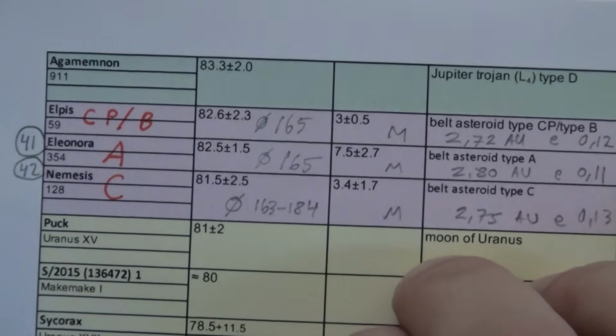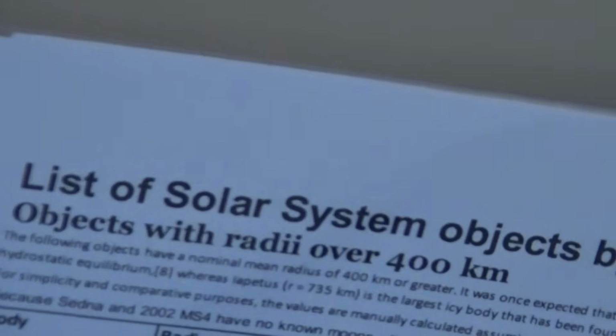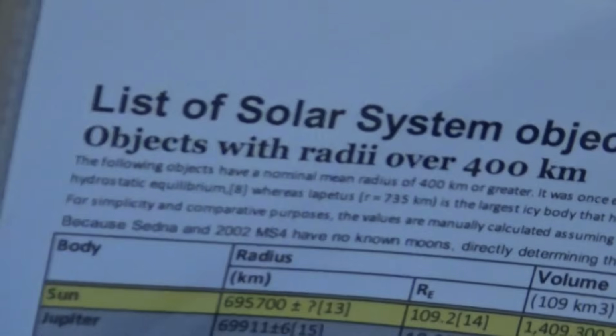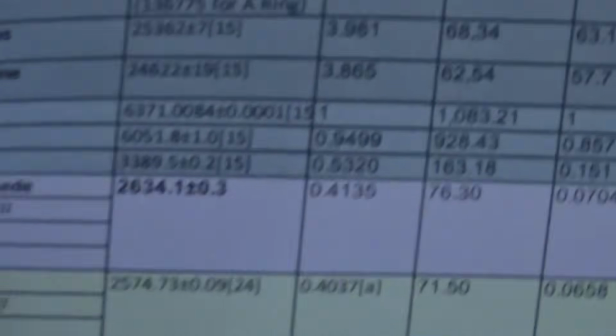And I already finished some of these. This is my new folder about astronomy, with information that I have collected from the internet. List of solar system objects by size. Objects with radii over 400 kilometers. That's the planets. And some moons as well.